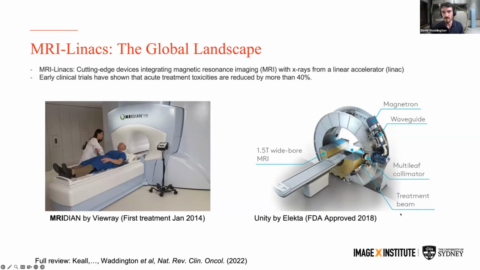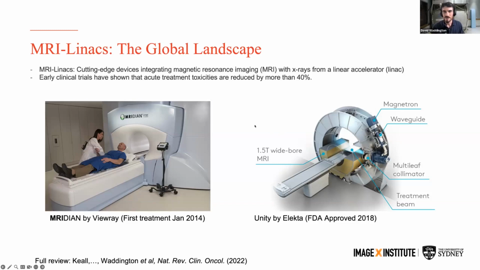Separately, there's the Unity system by Elekta. These systems in early clinical trials have been showing some really promising results. Depending on your study, acute treatment toxicities could be reduced by more than 40%, which is a huge change. I think in this case I'm talking about prostate treatments. The clinical data is still early, but there's some really promising stuff showing that you'll get a better cancer treatment on an MRI-guided radiotherapy system.